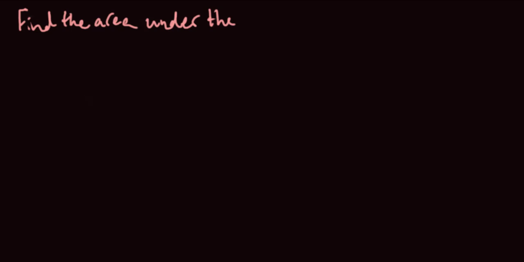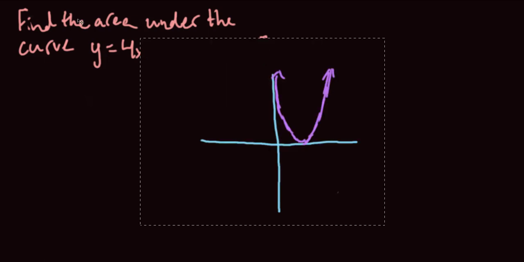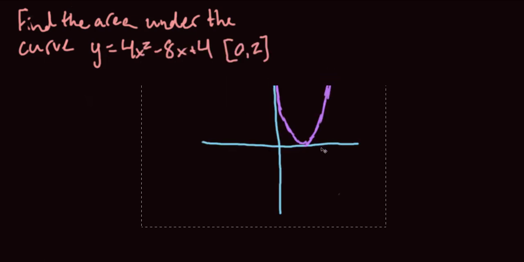represented by, and I won't write all that, so find the area under the curve represented by y is equal to 4x squared minus 8x plus 4 from 0 to 2. So 0 to 2 will be our bounds. Now, what does this graph even look like? There we go. That's what the graph looks like, okay? So this is what we're working with here.